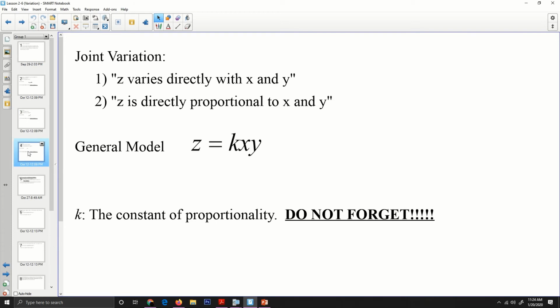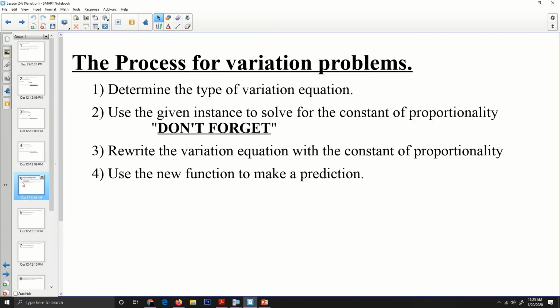Joint variation: z varies directly with x and y, or z is directly proportional to x and y, and that general model would be z equals kxy, where k is that constant of proportionality. Do not forget your constant of proportionality. Hopefully you're starting to see a pattern here, just as I intended.